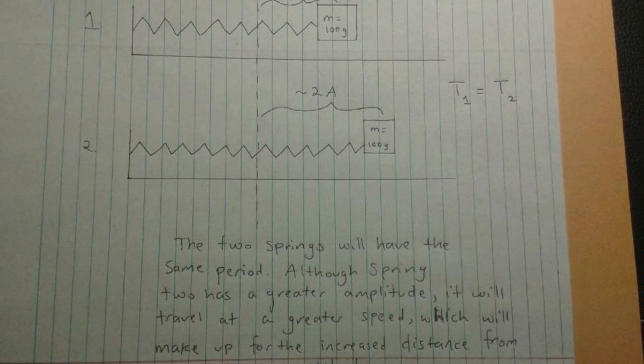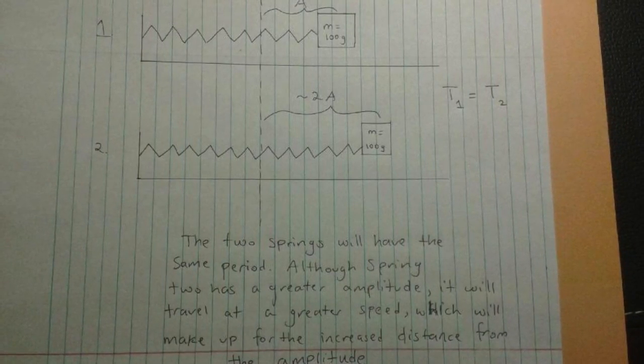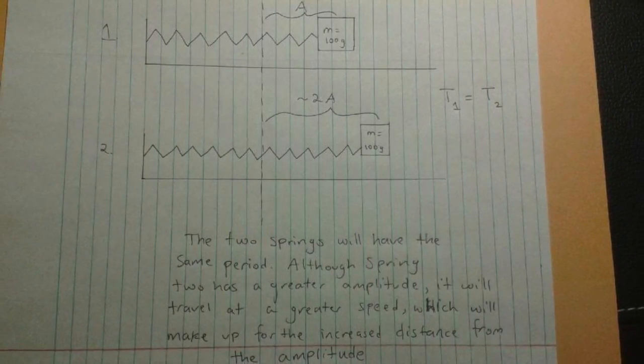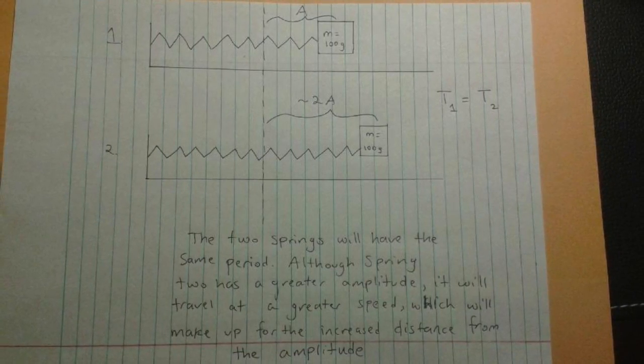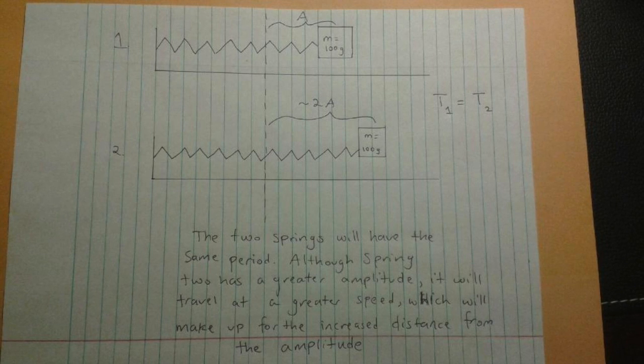With a small amplitude, a mass will gently move back and forth. With a large amplitude, the mass will move back and forth with a greater speed, not a greater period. Thus, amplitude does not affect period, as it is the speed that changes along with the amplitude.